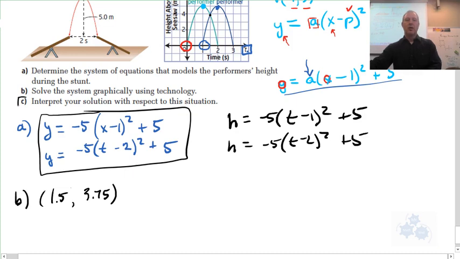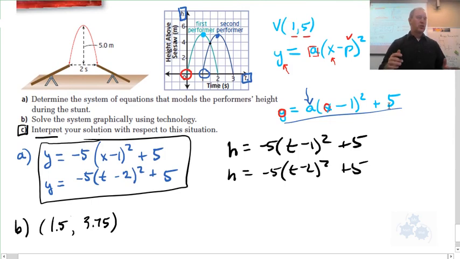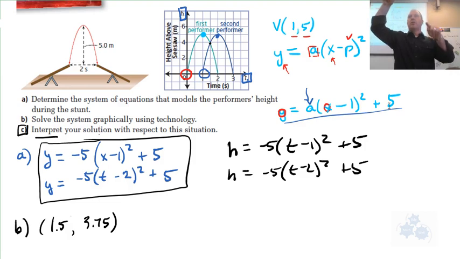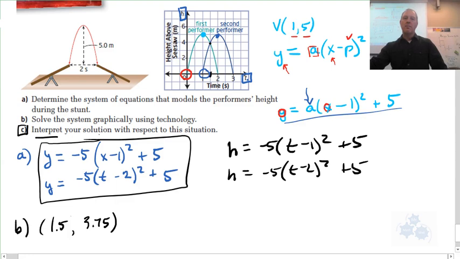And then C, this is really important. This is one of the big reasons why I wanted to do this example. Interpret the solution. Okay? So again, if you think about the situation, we have two performers that are jumping towards each other. One jumps, and then the other jumps a little bit later, and they're going to meet somewhere at a certain height, and they're going to meet sometime at a certain time. And this intersection point tells us the time after the first one jumps that they will meet, and it also gives us the exact height in the air that both of them will be at the same time. So same height, same time.